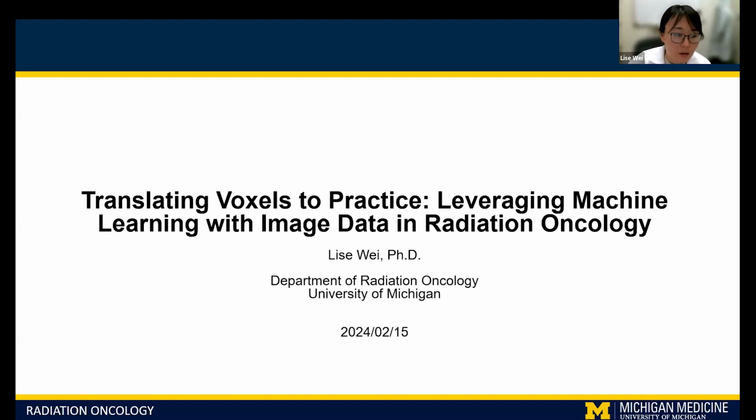So the title here is Translating Voxels to Practice: Leveraging Machine Learning with Imaging Data in Radiation Oncology.